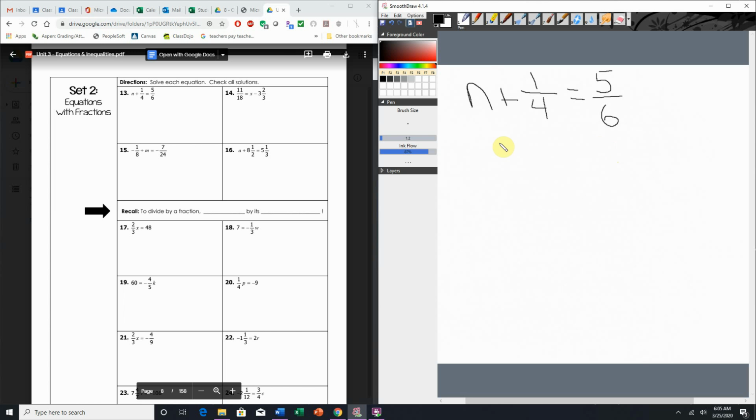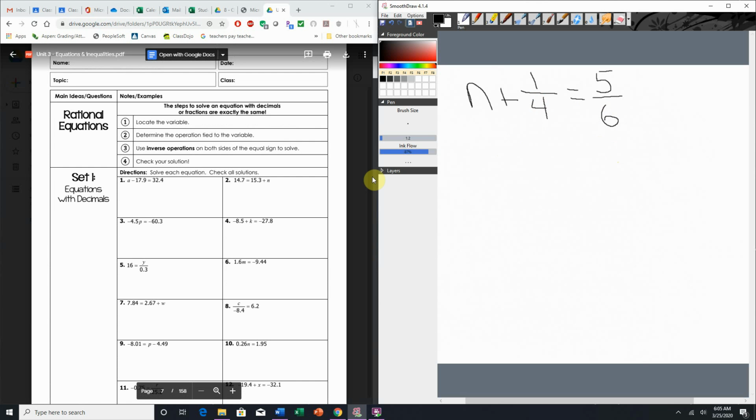Okay, so we have n plus 1/4. Okay, so if we review our steps from yesterday, we still have to locate our variable. So in this case, our variable is n, and determine the operation tied to the variable. So in this case, we are adding a 1/4 and use inverse operation on both sides of the equation to solve. Okay, so we have to first figure out what is the inverse of addition. Okay, so I hope by now we know that it is subtraction.